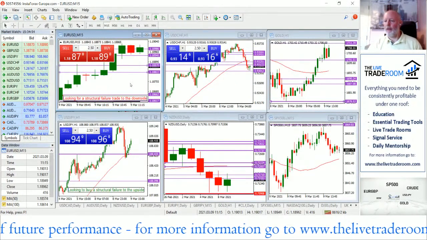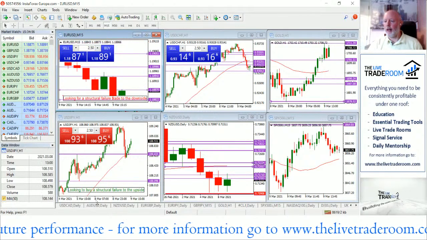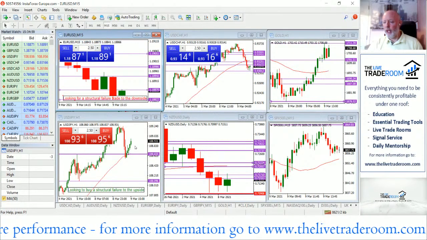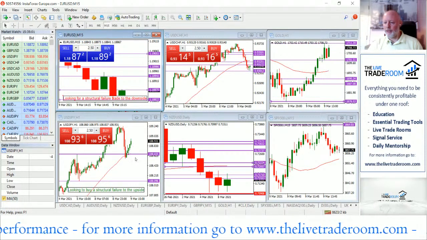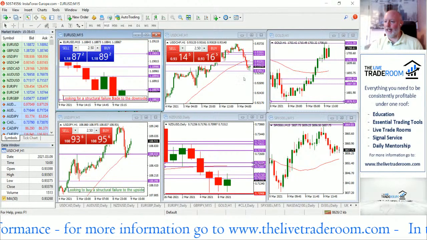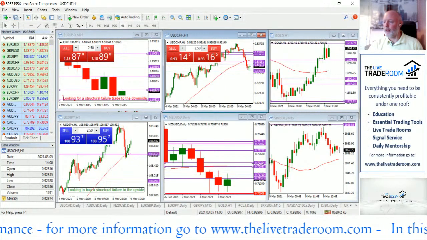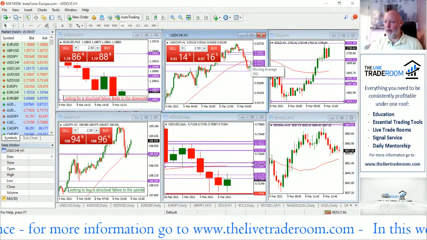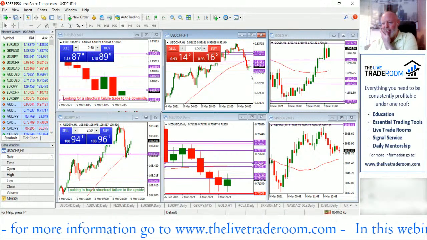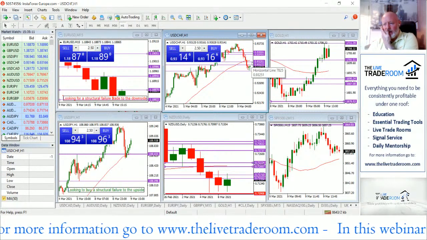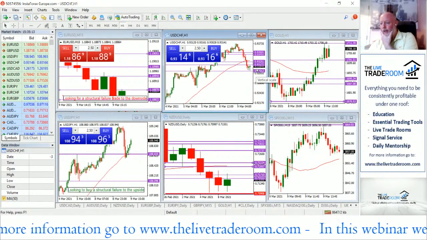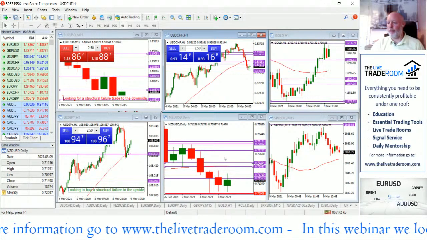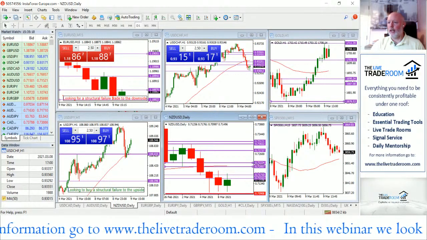Okay, so we're looking for that structural failure trade in the euro dollar. We want the dollar yen to perhaps sell off a little bit and then see the next leg to the upside. Same situation for the dollar CAD. Maybe a bit of dollar buying, fail to make a new low, and then get in on the buy trade with the dollar CAD.